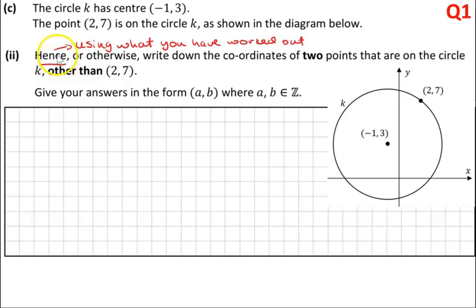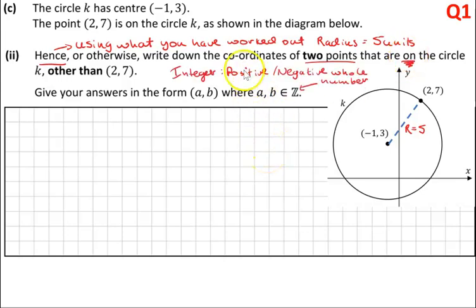So just to note, when you see the word hence, it means using what you have worked out. So in part 1, we worked out that the radius, the distance between these 2 points, was 5 units. So that's going to help us out here. So what we worked out was that the radius is equal to 5 units. So I've just drawn in again, r is equal to 5. So we need 2 other points and they have to be on the circle. And just again, an integer is a positive or negative whole number. That's what that capital Z stands for.